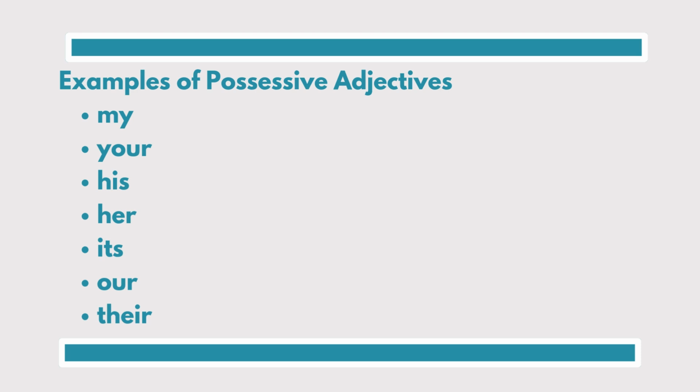Now let's see some examples. Here are some examples of possessive adjectives. We have my, your, his, her, its, our, and their. So these are examples of possessive adjectives. Let's see how they are used in sentences.